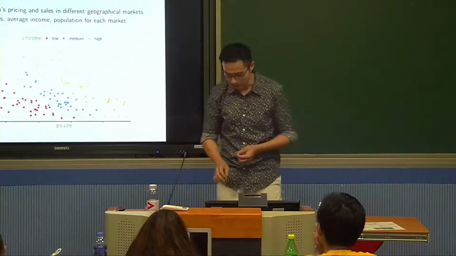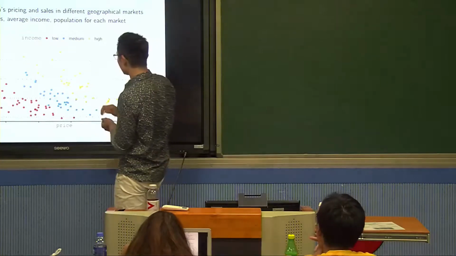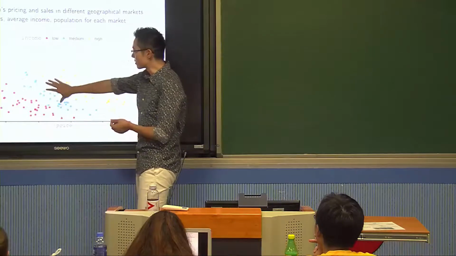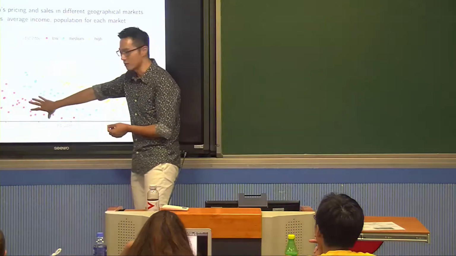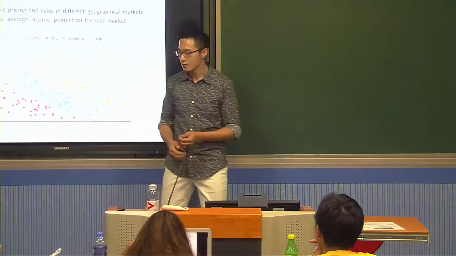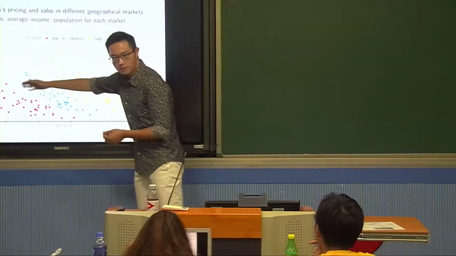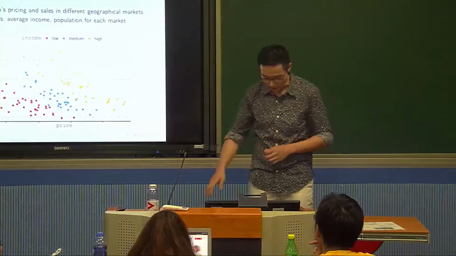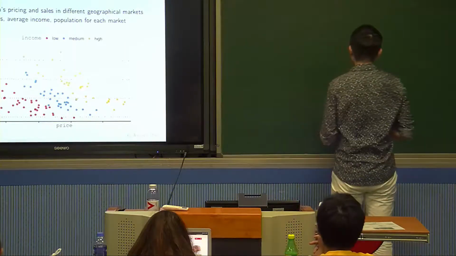By the way, here we have different colors. This color means high income. This color is sort of like a medium income. This color is lower income, right? We divide into 3 types. So it's almost like we can see 3 demand curves, except they're not really demand curves, but you can see the trend, right?